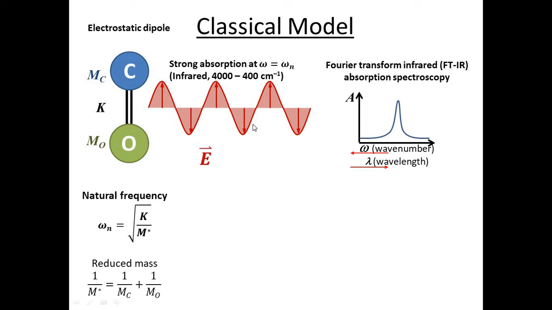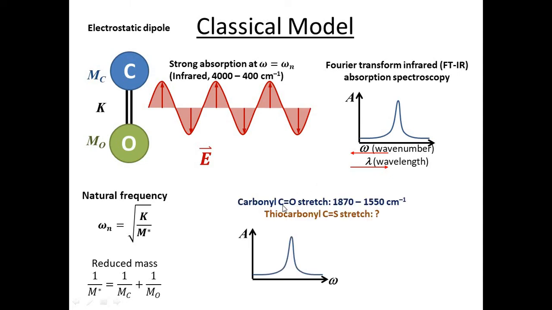If you just go back to this basic spring mass system, that actually gives you a lot of reasoning power to figure out why things will absorb at certain frequencies and how strongly they might absorb. So for instance, the carbonyl group, C double bond O, has a characteristic absorption peak around 1700 wave number. But what happens if you were to replace that oxygen atom with a sulfur atom?